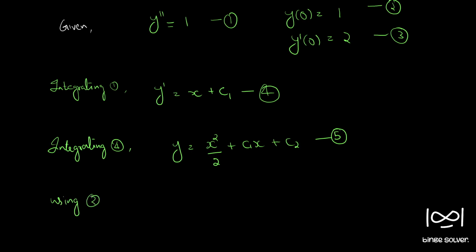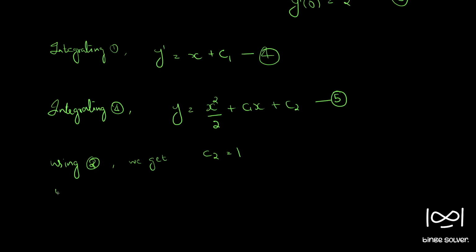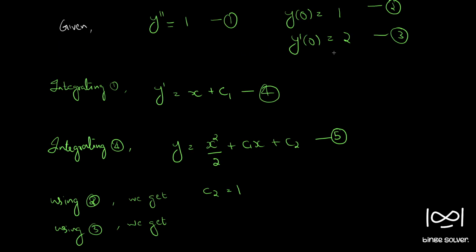So using 2, we get y of 0 equal to 1. When we apply 0, RHS becomes 0 by 2 plus 0 plus c2. So only c2. We get c2 equal to 1. And using 3, we get y dash 0 equal to 2. So y dash 0 is 0 plus c1, we get c1 equal to 2. We got c1 and c2.